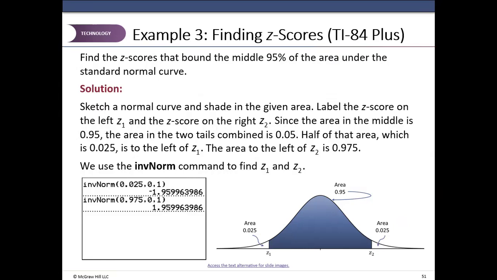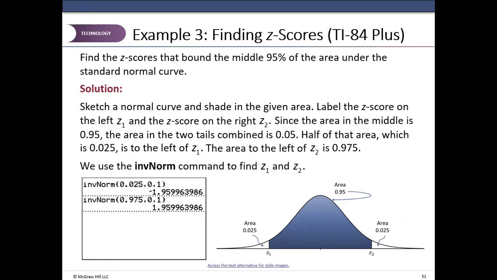How to find z2? Well, think of the area in the center is 0.95. Area in the left tail is 0.025. So area to the left of the z2, the boundary on the right, is 0.95 plus 0.025, which is 0.975.